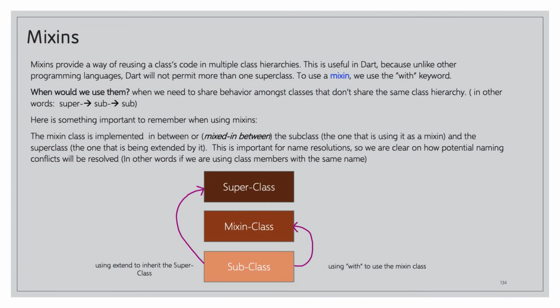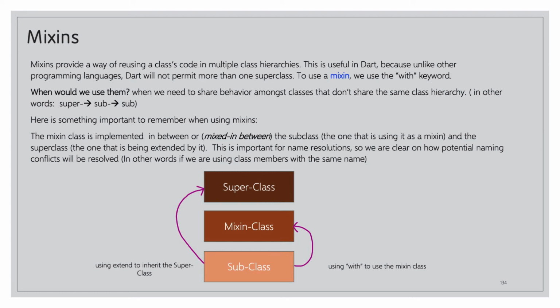Let's talk about mixins. A lot of programming languages have something called mixins, or that function like mixins. Mixins provide a way of reusing a class's code in multiple hierarchies. It's useful in Dart in particular because Dart will only allow us to have one superclass. We covered that already. To use a mixin, we use the word with. When would you use them? Well, when we need to share behavior amongst classes that don't necessarily share the same hierarchy. In other words, a sub of a super or a sub of a sub of a super, that type of thing. So they're not in the same line, that hierarchical relationship.